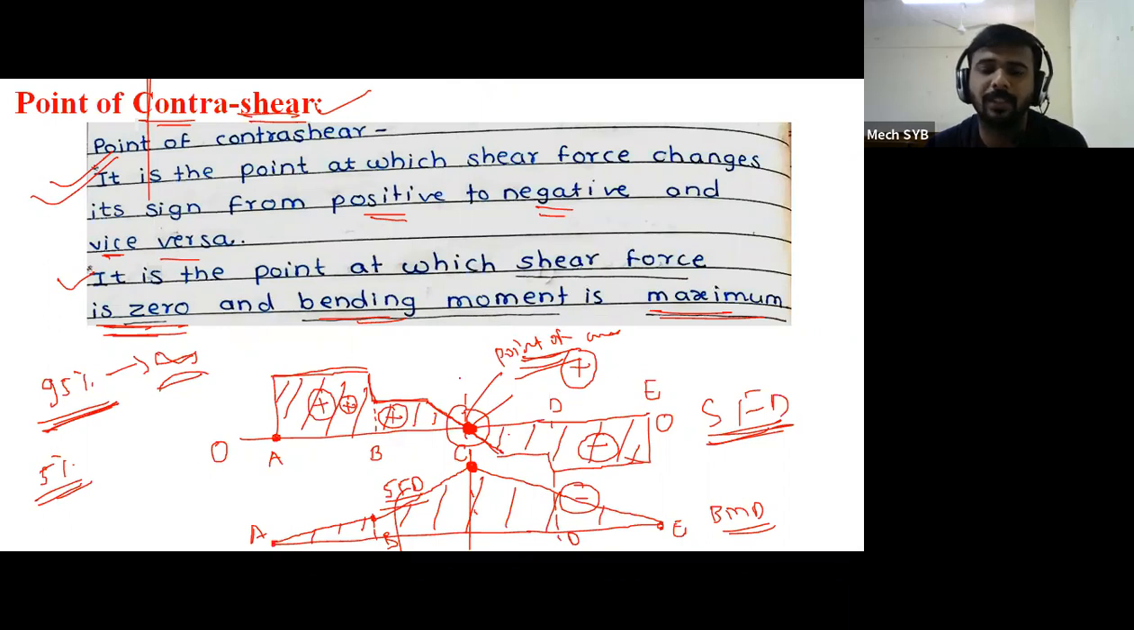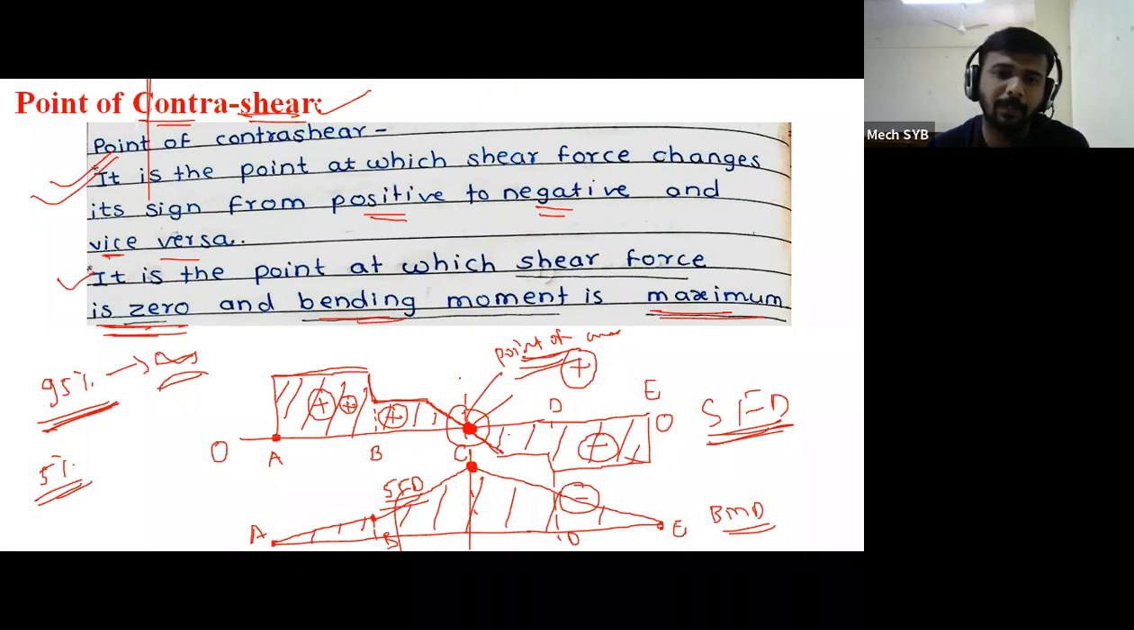आणि तसंच पॉइंट ऑफ कॉन्ट्रा शियर मध्ये ज्या ठिकाणी तुमची शियर फोर्स डायग्राम पॉझिटिव्ह टू निगेटिव्ह किंवा निगेटिव्ह टू पॉझिटिव्ह चेंज होते तर त्या पॉइंटला आपण काय म्हणतोय? पॉइंट ऑफ कॉन्ट्रा शियर म्हणतोय. आणि त्याच पॉइंटला तुमची शियर फोर्सची व्हॅल्यू पण काय असते? 0 असते. पण तोच पॉइंट जर आपण बेंडिंग मोमेंट डायग्राम मध्ये जर ऑब्झर्व केला तर त्या ठिकाणी मात्र तुम्हाला बेंडिंग मोमेंट मॅक्सिमम काय होतो? मॅक्सिमम.